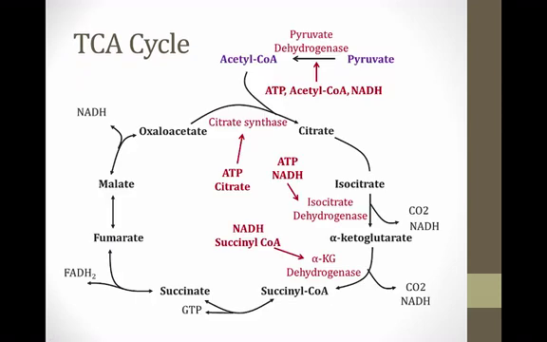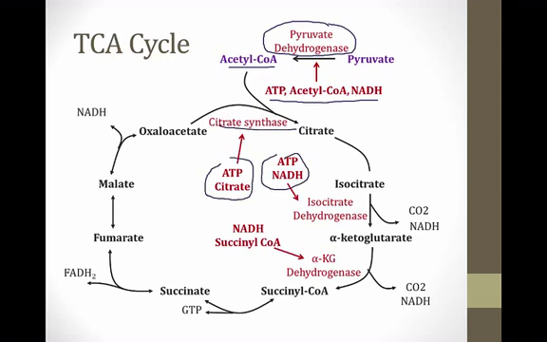On this slide, I've shown you where all these inhibitors exert their effects. So ATP, acetyl-CoA, and NADH can inhibit pyruvate dehydrogenase so that pyruvate is not converted into acetyl-CoA. ATP and citrate can inhibit citrate synthase. ATP and NADH can inhibit isocitrate dehydrogenase. And then finally, NADH and succinyl-CoA can inhibit alpha-ketoglutarate dehydrogenase.